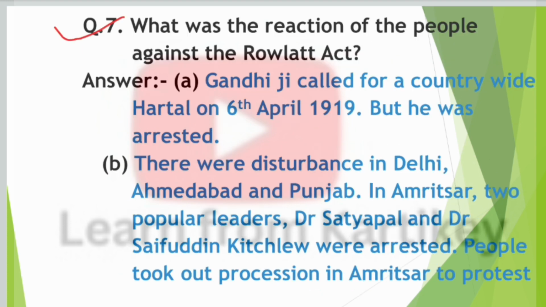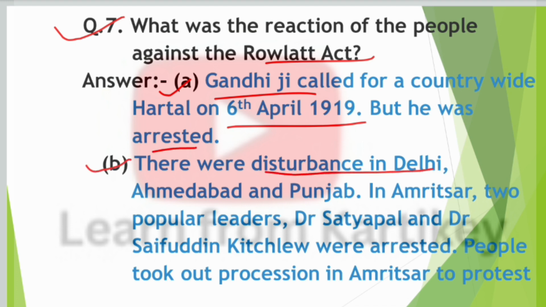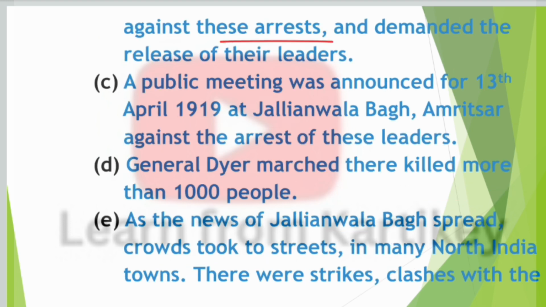Next question, question number 7: What was the reaction of the people against the Rowlatt Act? Answer, first point, Gandhi ji called for a countrywide Hartal on 6 April 1919, but he was arrested. Second point, there was disturbance in Delhi, Ahmedabad and Punjab. In Amritsar, two popular leaders, Dr. Satpal and Dr. Saifuddin Kitchlew, were arrested. People took out a procession in Amritsar to protest against these arrests and demanded the release of their leaders.